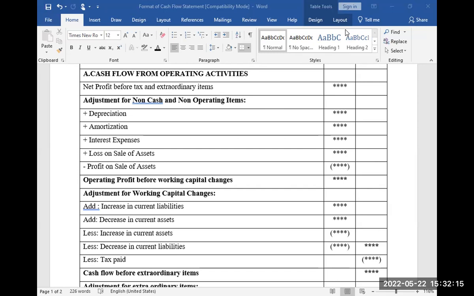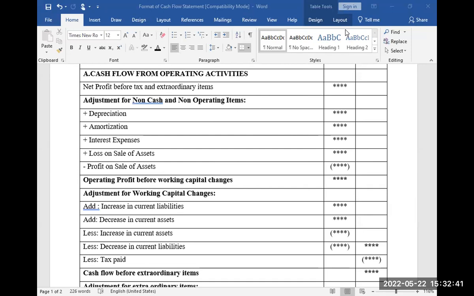Interest received is an investment activity, an inflow. Next, that is investment, again an inflow of investment activity. Next, sale of old assets is an inflow of investment activity.